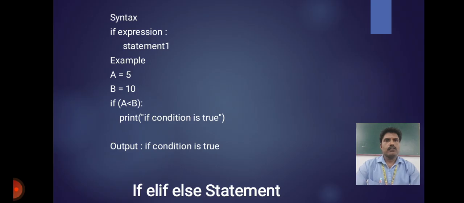So this is the syntax for the if statement. If, then your expression, like A is greater than B, or A is less than B, and then we write our statements. For example, A equal to 5, B equal to 10. If A is less than B, the condition is true. Then if the condition is true, we get the output, otherwise it is not.